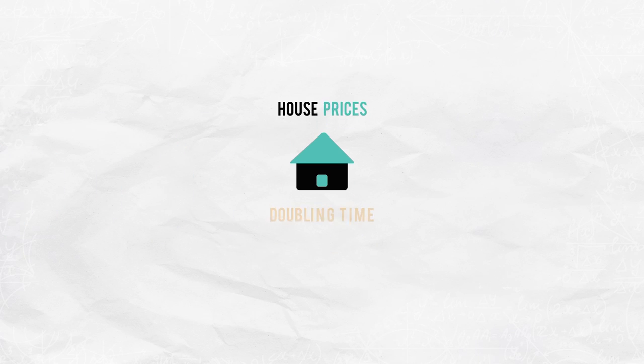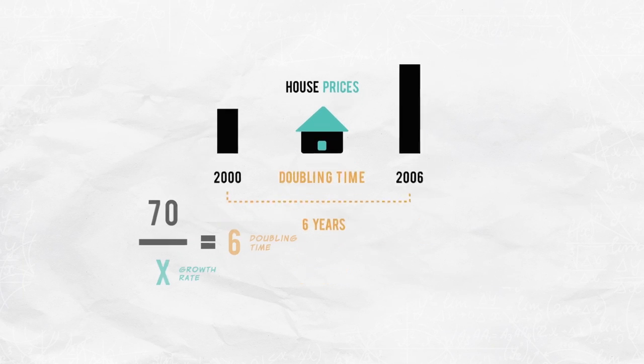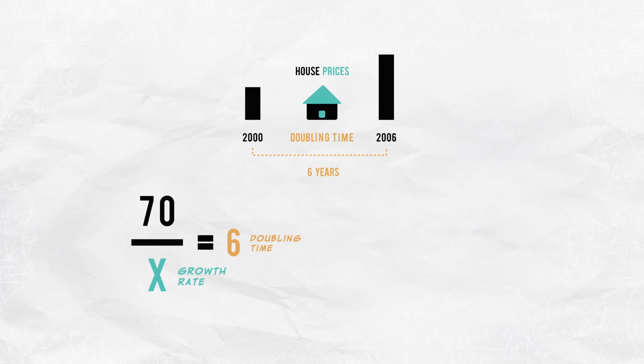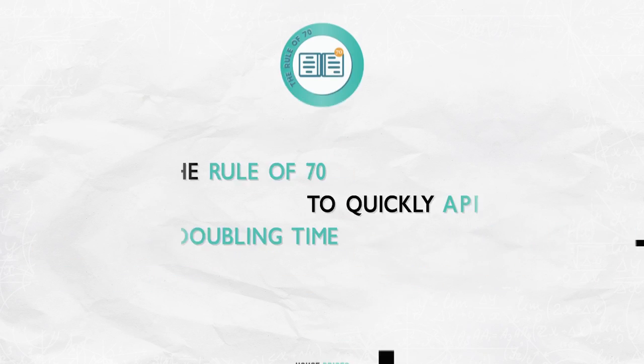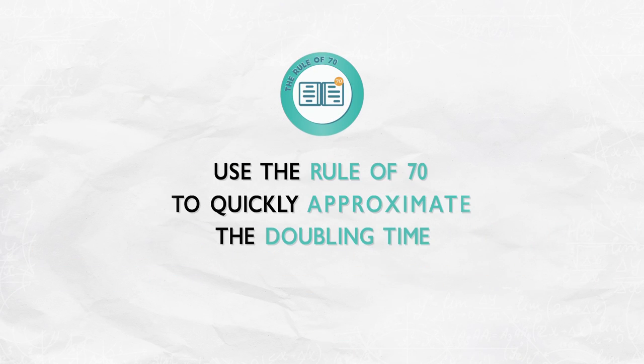The rule of 70 can also be used in reverse. If you know that house prices doubled between 2000 and 2006, for example, then you know that 70 divided by X equals 6, or that house prices increased at a rate of about 11.6% per year. The rule of 70 gives us a handy tool to quickly approximate doubling time, given that we know the annual growth rate.